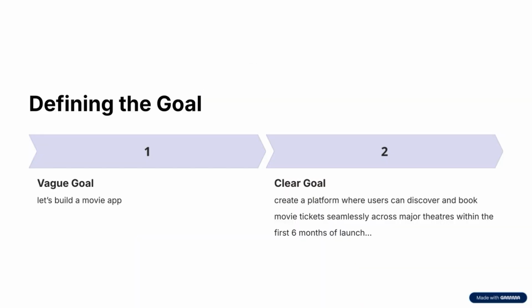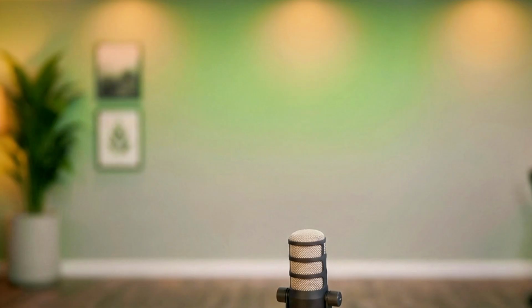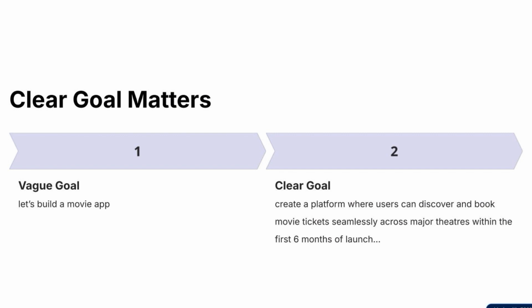The first step is defining the goal. If you say, let's build a movie application, that's a very vague goal. Your goal needs to be smart: specific, measurable, outcome focused, and time bound. For example, create a platform where users can discover and book movie tickets seamlessly across major theaters within the first 6 months of launch, while maintaining a high transaction success rate. Now, this goal becomes smart. Good goals do not just define what you're building, they define what success should look like.